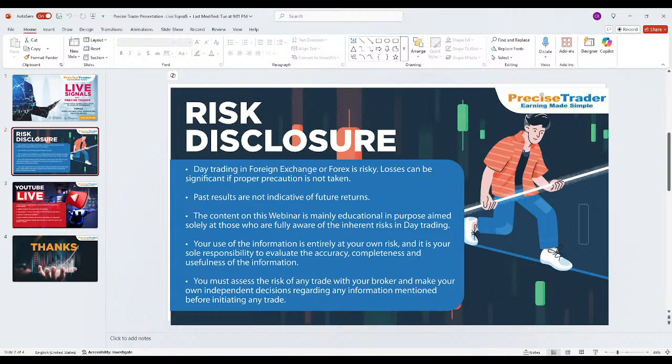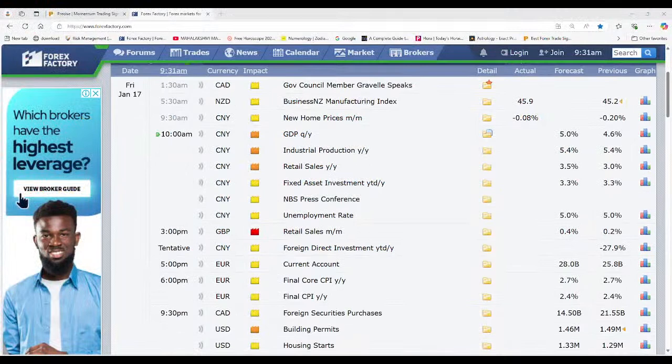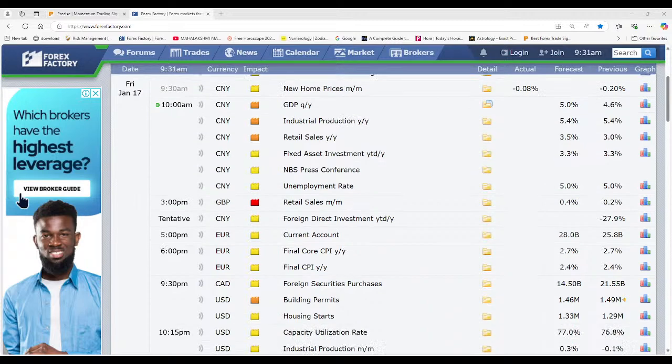With that, I think we move on to our live analysis. Okay, the key data that is going to be out tonight. From the pound, we have GBP retail sales, which is out at 1500 hours Singapore time. Forecast is 0.4, previous was 0.2. That means market is expecting better levels.